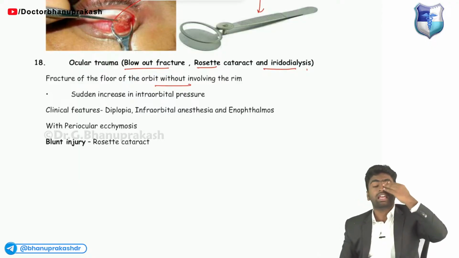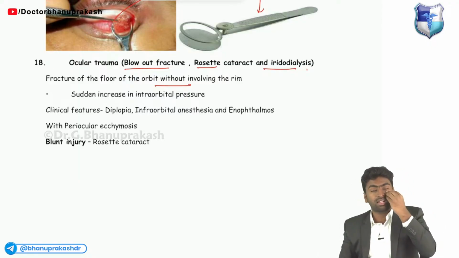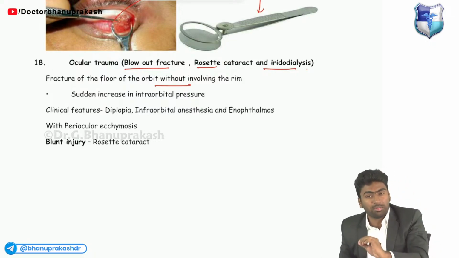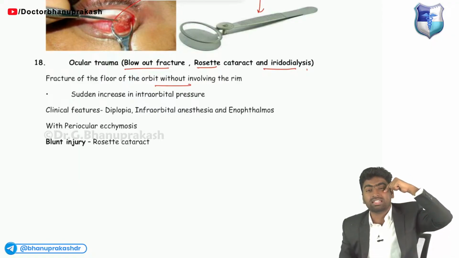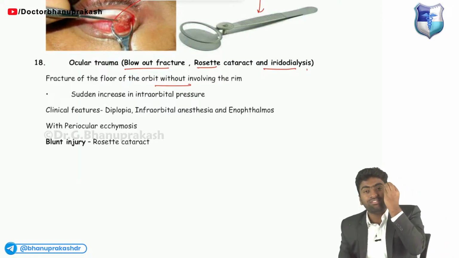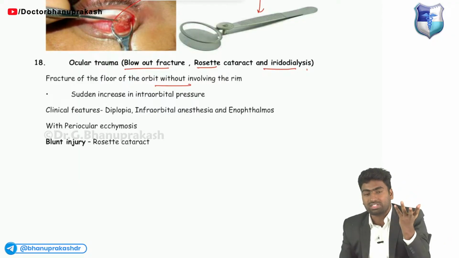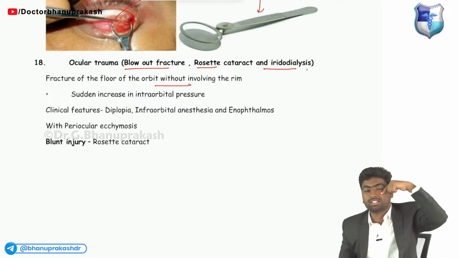Once it hits, it will push down below, mostly because there is an air-filled maxillary cavity, leading to this fracture of the floor of the orbit. Remember, it is the fracture of the floor of the orbit causing the inferior rectus to get trapped. Once the inferior rectus is trapped, that one muscle is not functioning, so it leads to double vision, also known as diplopia.